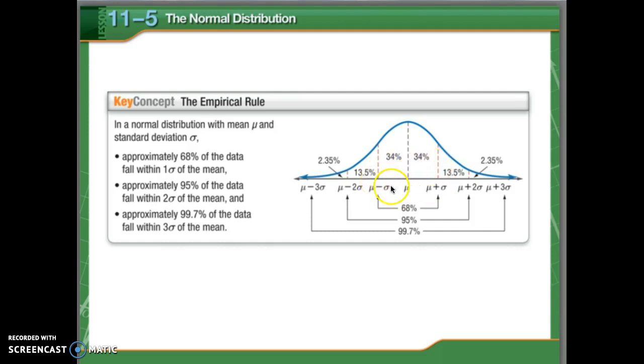Together that makes 68. If you go 2 standard deviations away on either side, together that makes 95% of your data. And if you go 3 standard deviations away on either side, you get 99.7% of the data. So essentially, and we focus on this a whole lot more in AP statistics, essentially all of the data is within 3 standard deviations of the mean. Obviously there's a little piece that isn't, but for practical purposes, pretty much all of the data is within 3 standard deviations of the mean.